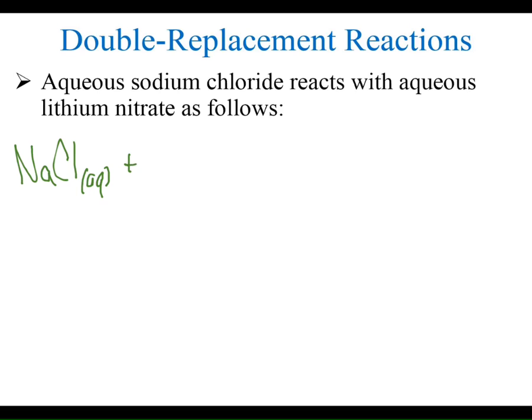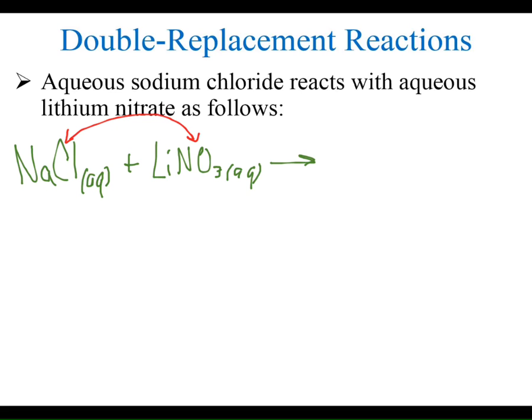Lithium nitrate, what's that formula? LiNO3. And it tells you again that's aqueous, but if it didn't tell you, how would you know? Lithium and nitrate. Anything with nitrate is also always soluble, so you would know if I didn't tell you. Okay, so we're going to swap. We're going to do a little switcheroo here. We're going to trade out the chloride for the nitrate.